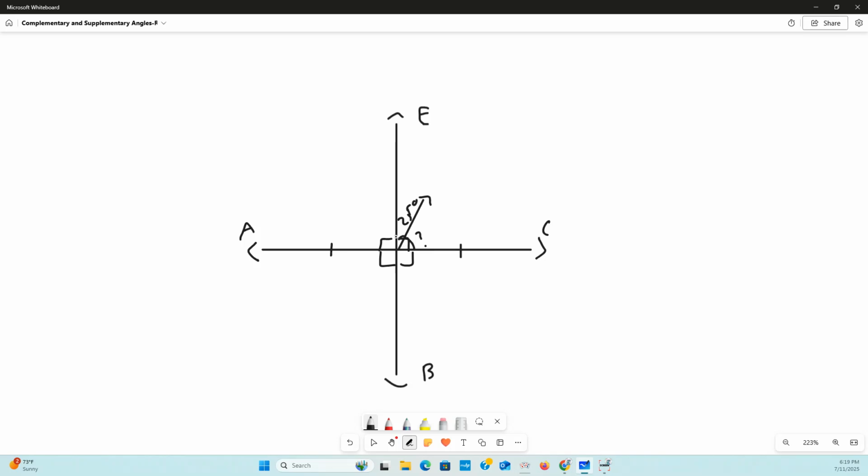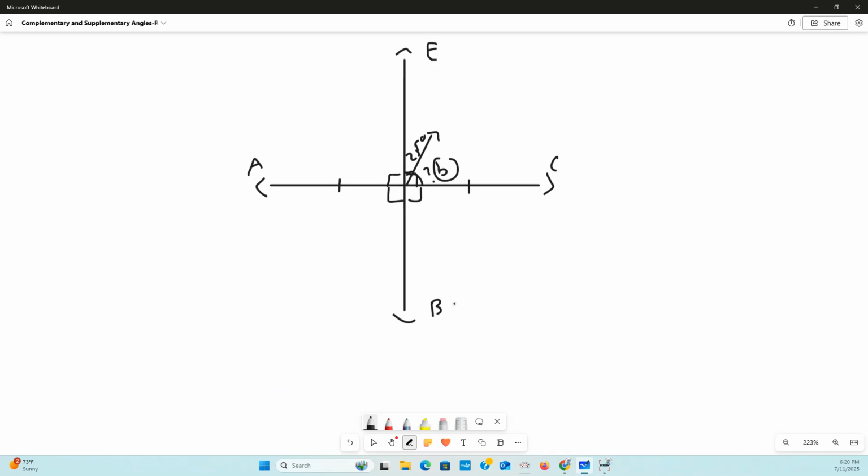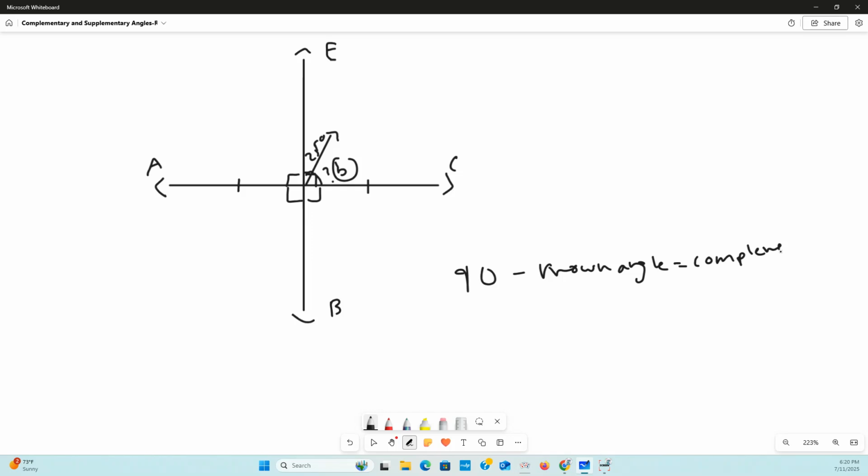So these two angles, the 25-degree angle and the one we can call now B, are complementary angles, but we just need to figure out what B is equal to. So we can use one of the formulas that we learned, 90 minus known angle is equal to complementary angle. So 90 degrees minus 25 degrees is equal to 65 degrees. Therefore, B would be equal to 65 degrees, using that rule of complementary angles.